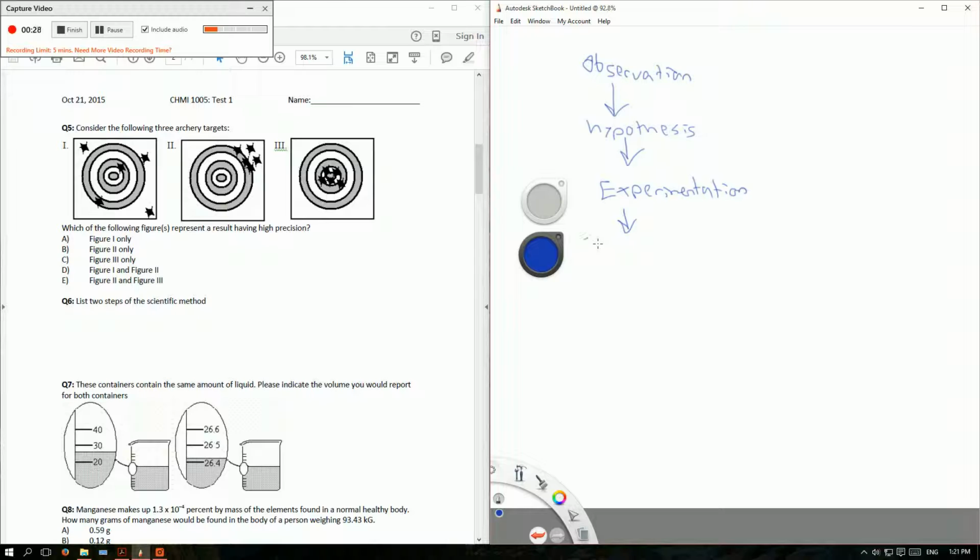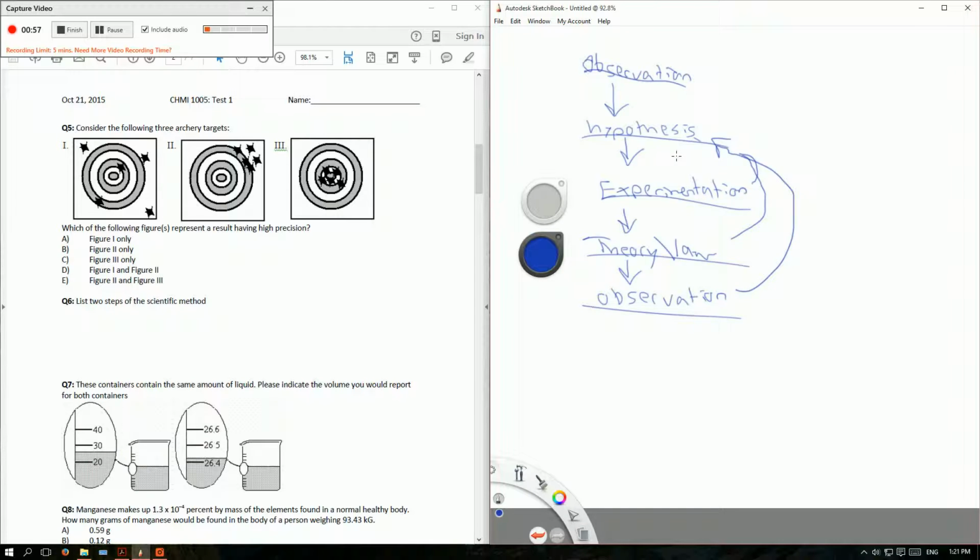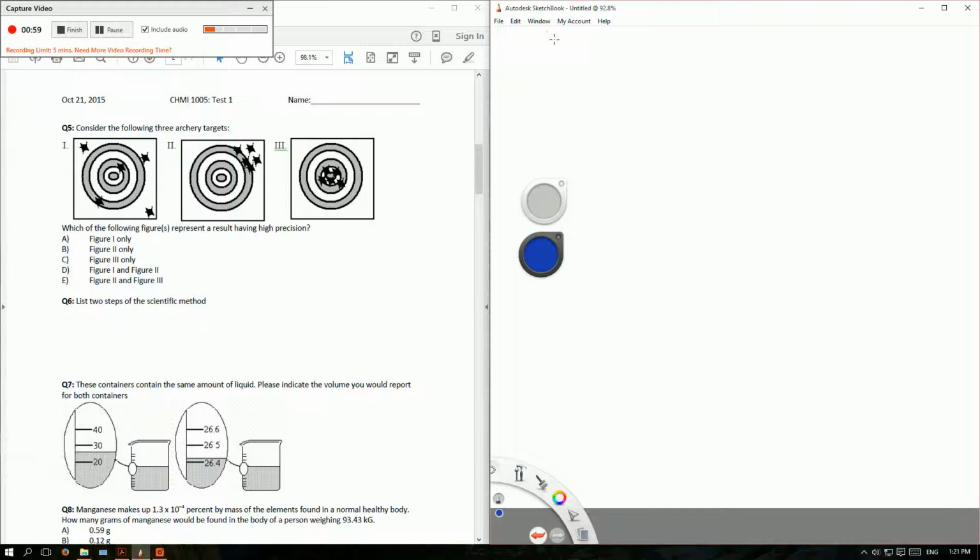which leads to theory or law, and new observations. And basically it's like a cyclical structure at any part. So you needed to at least have observation, hypothesis, or any one of these, basically. So that was that answer, and like I said, you can find that on the first set of slides.